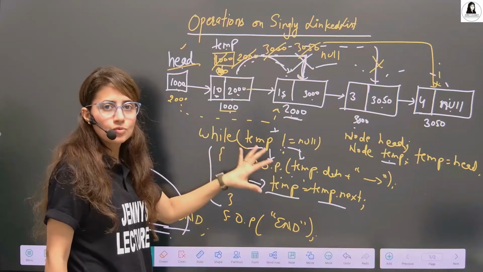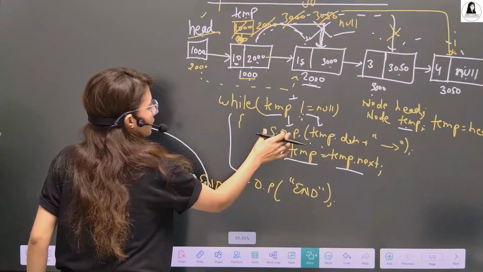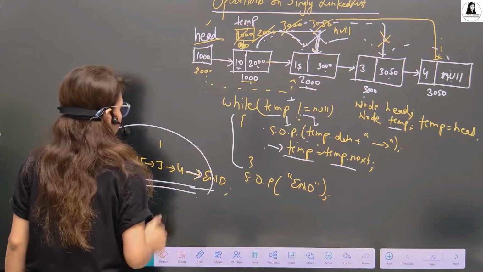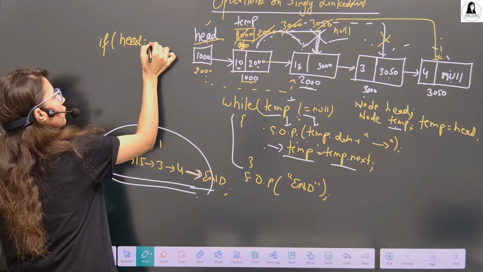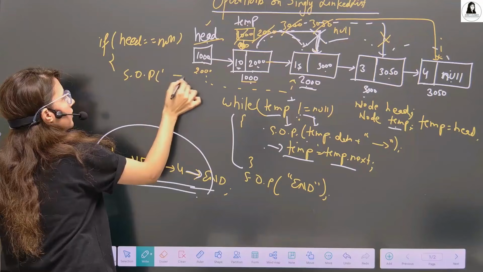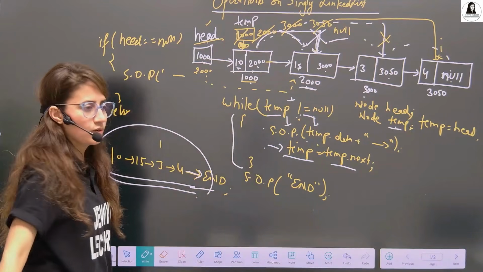So before writing this code, what we can do? We can just check one more thing here. So we can write down here if head is equal to null. Just check that. If my head variable is equal to null, in that case, you can simply print list is empty, and in else part, we can do this kind of thing. That's it.